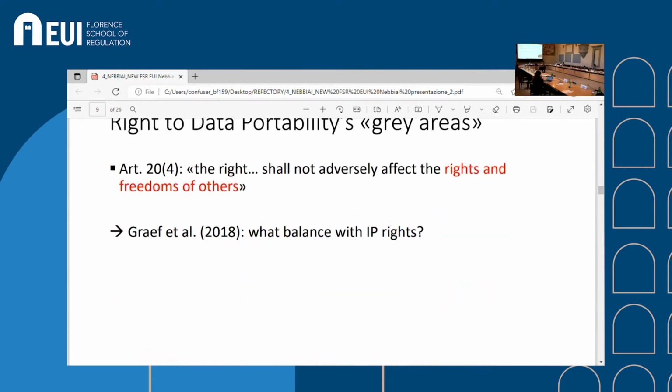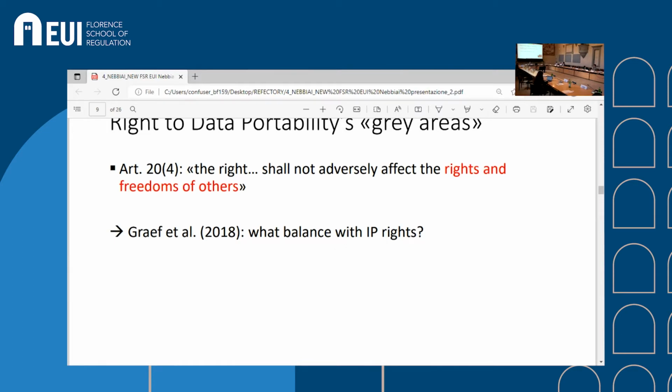So finally, there's a last gray area that concerns the relationship with intellectual property rights and trade secrets, because it is not clear how such a right could be balanced with intellectual property rights. For example, a data controller could say that it can't transfer some kind of data because another data controller could reverse-engineer the algorithm that it is using through the data that is transferred.